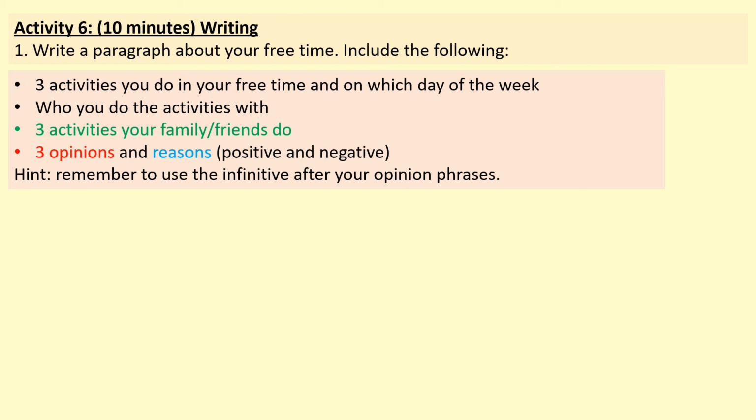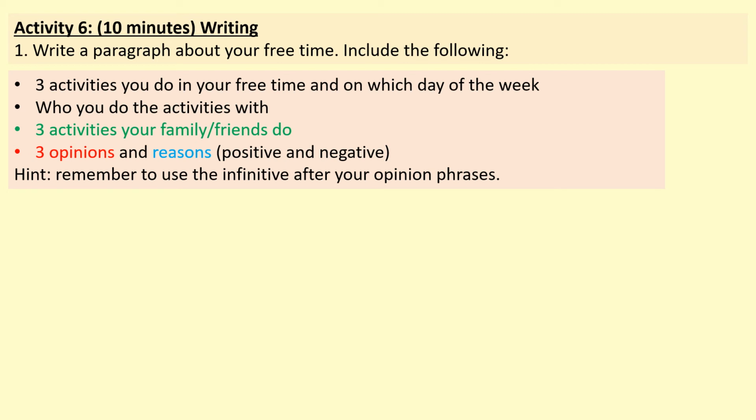3 activities your family and friends do. So as we know in French, it's really important that we talk about not just ourselves, but that we include other people. So talk about what your best friend does at the weekend. Does your best friend work online? Does your best friend play basketball? Or what your family does? Does your dad watch TV? Does your mum prepare dinner?